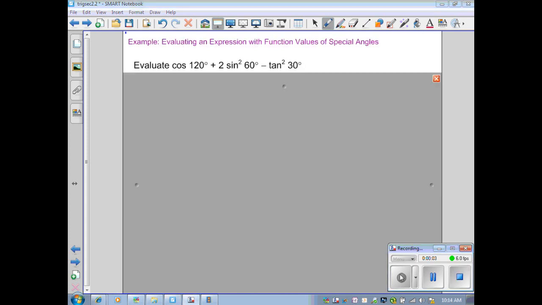Our next example wants to evaluate an expression with function values of special angles. Recall, our special angles are 30, 60, and 45. Here, our expression is the cosine of 120 degrees plus 2 times sine squared of 60 degrees minus tan squared of 30 degrees.